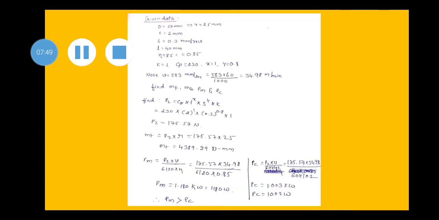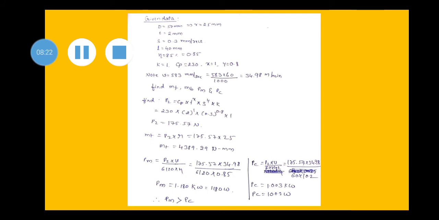Given data. Here diameter is 50 mm, which means r is equal to 25 mm. Depth of cut 2 mm, feed 0.3 mm per revolution, length is 40 mm, efficiency is 85%, that is 0.85, K is 1, Cp is 230, x is equal to 1, y is equal to 0.8. Now V is equal to 583 mm per second, which you have to convert to per minute. 583 into 60 divided by 1000 is equal to 34.98 meters per minute.